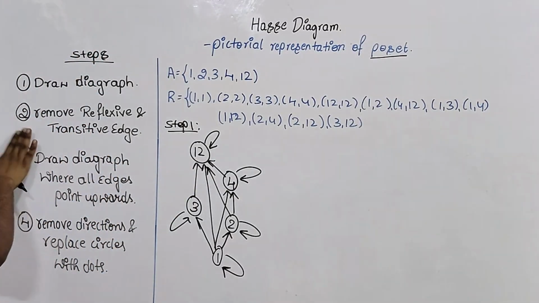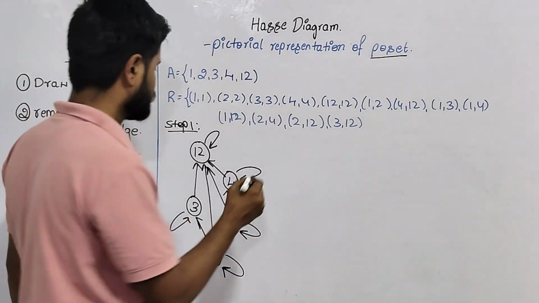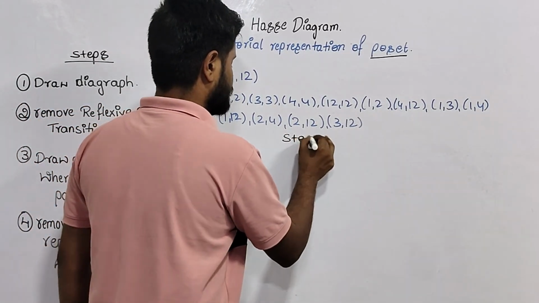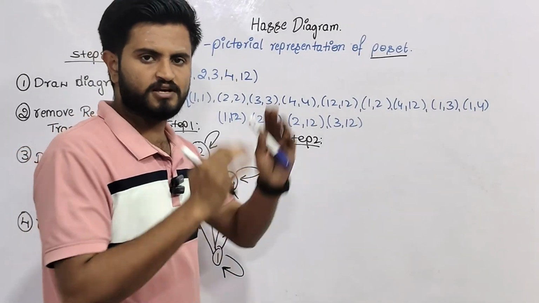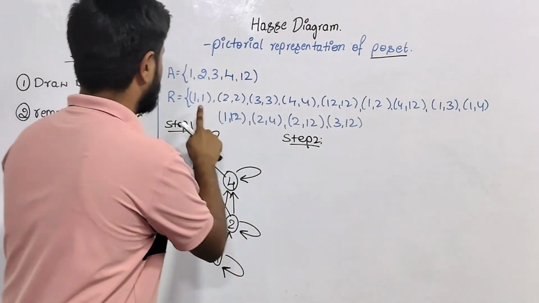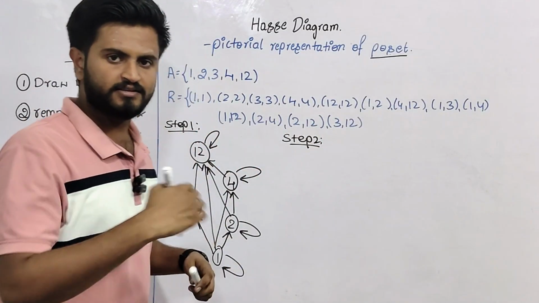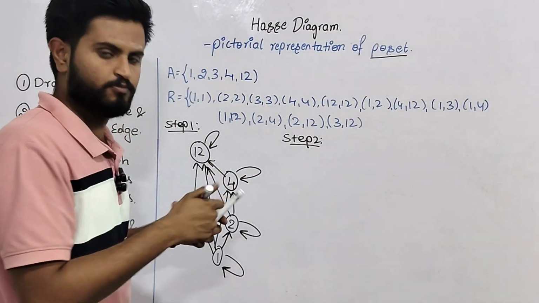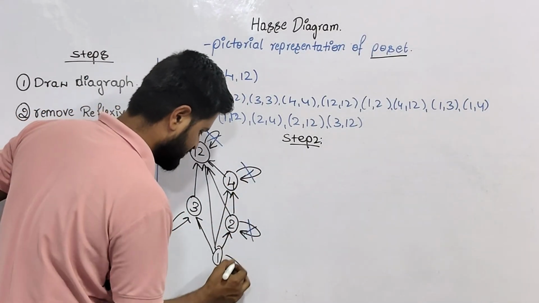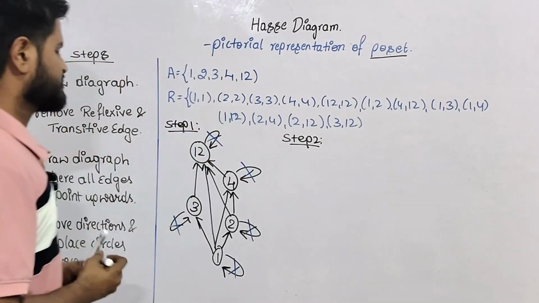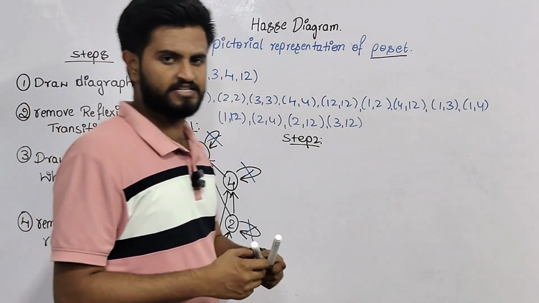So in the second step, what must we do? Remove the reflexive and transitive edges. So step number 2: first let's remove the reflexive. Reflexive means same elements, that is 1 comma 1, 2 comma 2, 3 comma 3, 4 comma 4, like that. Those self loops must be removed, so all the self loops I must remove from the digraph. Next, I must remove the transitive edge. So what does transitive edge mean?